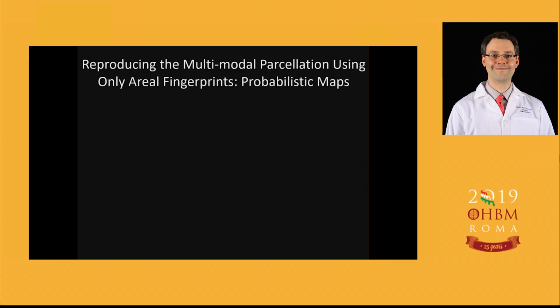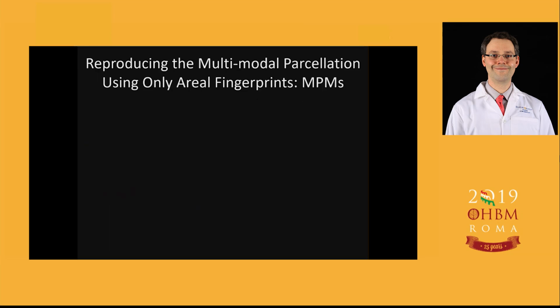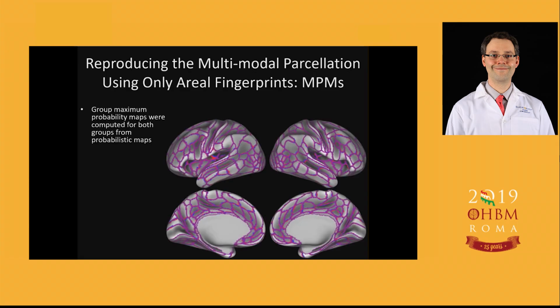So what about reproducing the multimodal parcellation using only areal fingerprints? We can apply the areal classifier to individual subjects, generate individual subject parcellations, and then average each area's map across subjects to make probabilistic maps of the areas. We've got V1, M1. Here's 55B and 46, a little bit more variable, but these probabilistic maps are very similar across the two groups. What about reproducing the overall parcellation? We can use maximum probability maps to do that, and that's what we see here.